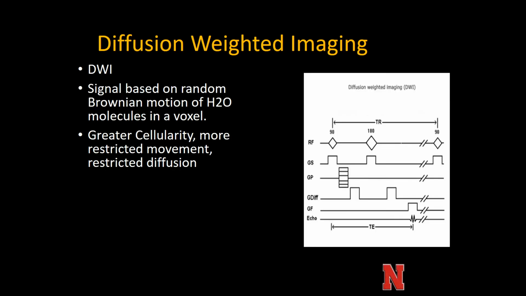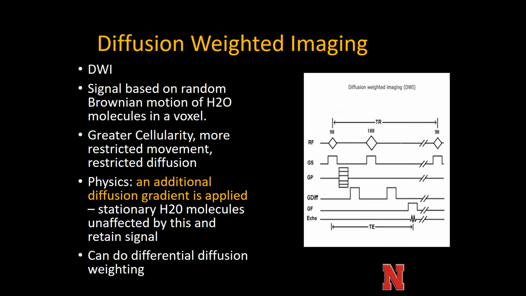All right, diffusion weighted imaging, DWI. It's where the signal is really based off of random Brownian motion of a water molecule within a voxel. A voxel is just like a 3D box, right? A millimeter by a millimeter by a millimeter would be a millimeter voxel box. The greater the cellularity some abnormality has, the more restricted movement it has, the more restricted diffusion it has. So if you have more cells within a small box, they're not going to be able to move around, and functionally they're going to create a brighter signal on diffusion-weighted imaging.